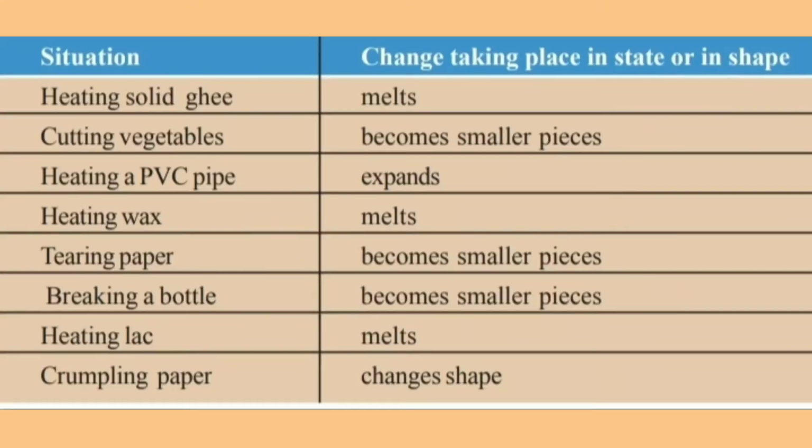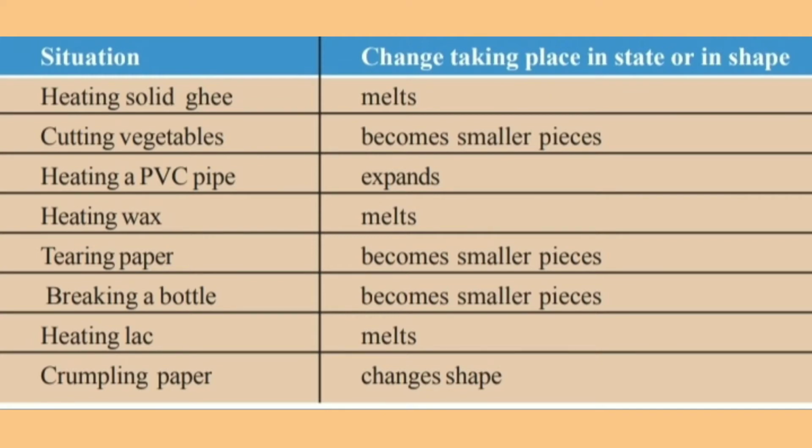Now we have a table showing some of the situations that happen in our daily life. Let's look at the first situation. That is heating solid ghee. When we heat the solid ghee, it melts. And when it melts, the state is not changing but the shape is changing. After that, it is cutting vegetables. While we cut the vegetables, they become smaller pieces and there also only the shape is changing.